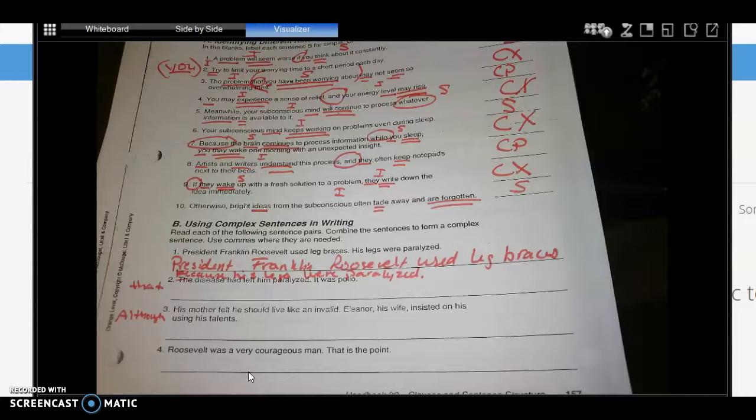There's a variety of ways that we can correct these. Okay, just combine them to one sentence with a complex clause, and let me know if you have questions. Okay.